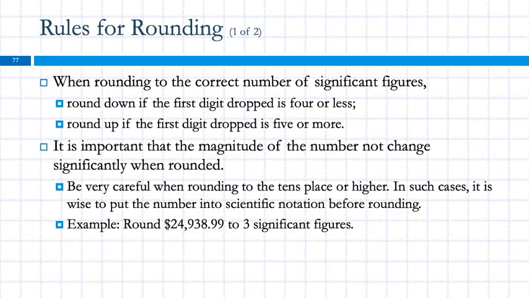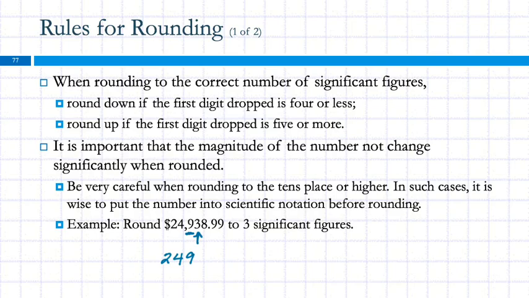$24,938.99. We're instructed to round this to 3 significant figures. So, I'm going to start on the left, and the 2 is significant, and the 4 is significant, and the 9 is the third significant figure. I'm going to look at the next digit to see, do I round up or down? I round down, right? So 2, 4, 9.